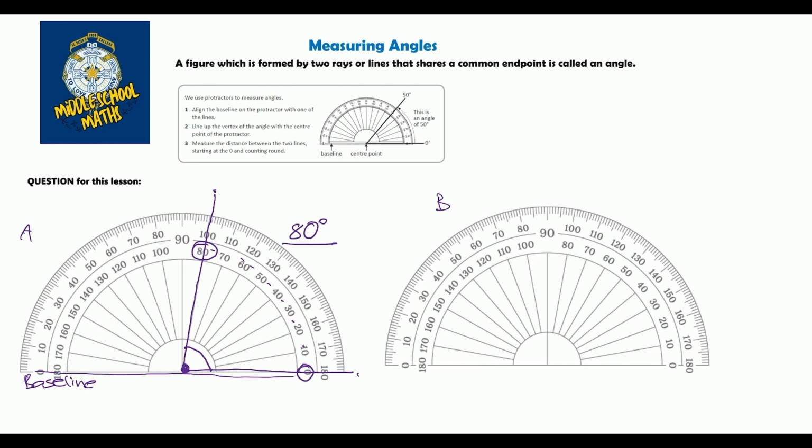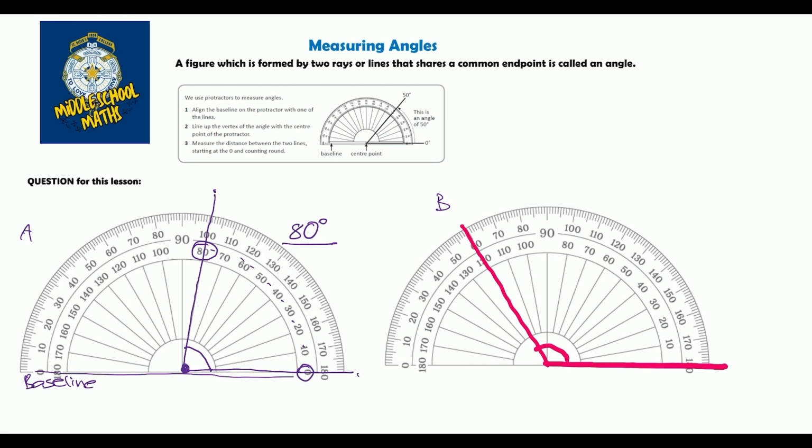Now, I will draw another one. Again, apologies for the lack of straight lines. But on protractor B, we've got this angle here. So we can first of all see that it's already lined up because I drew it on top, but with yours, you will line it up perfectly with the bottom of the protractor or the baseline.